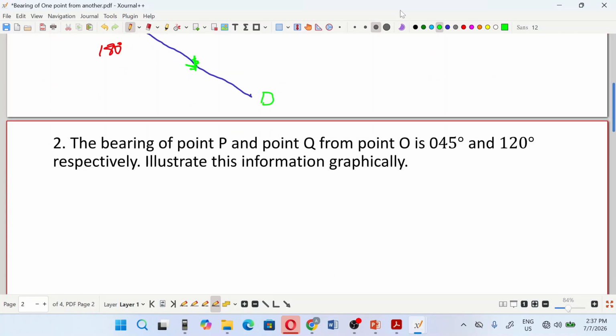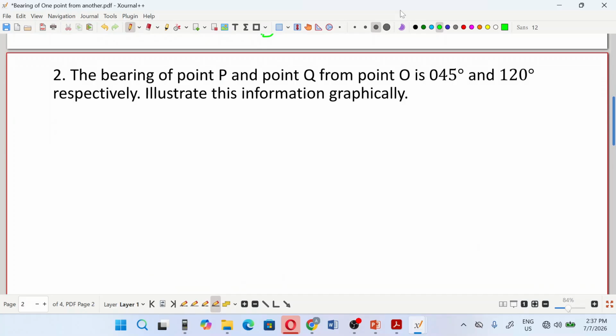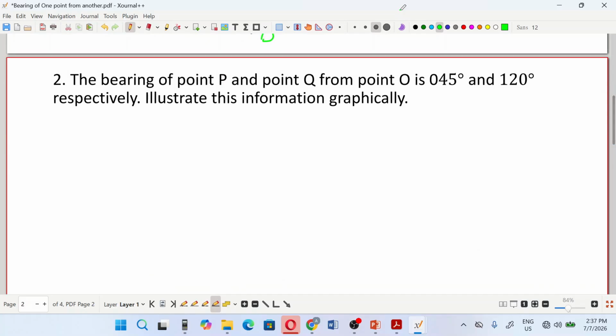So I'm going to let you do number 2, which says the bearing of point P and point Q from O, meaning your initial point is O. You are starting from O. So point P from O is 45 degrees, and then Q from O is also 120 degrees. So illustrate that graphically.